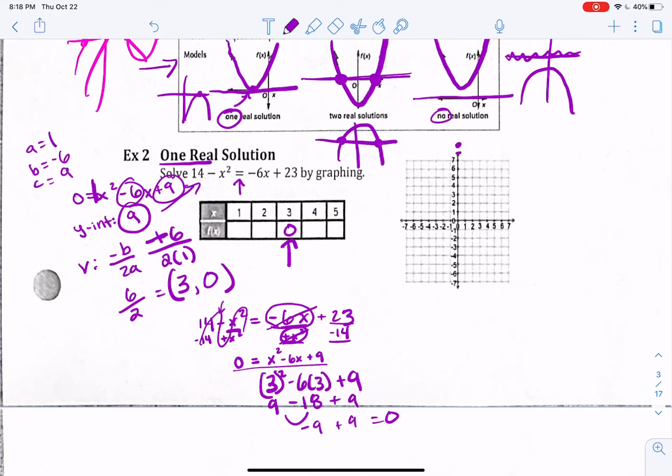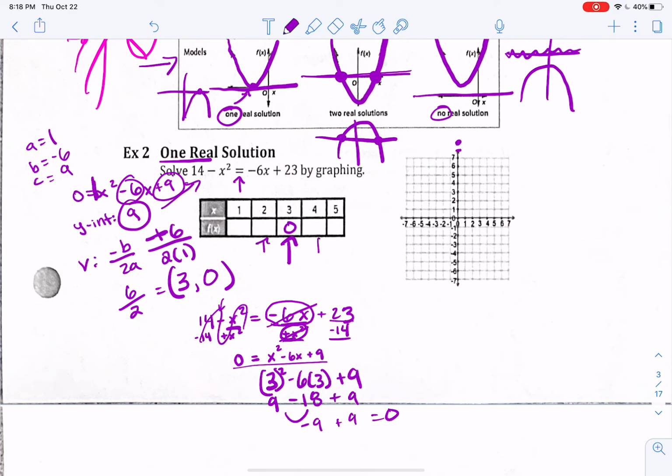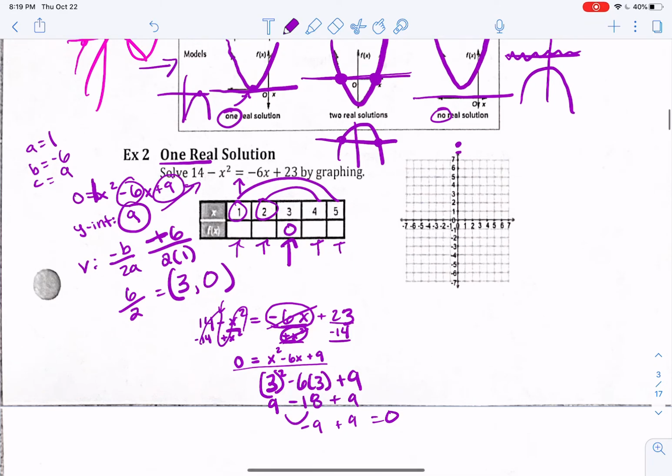Okay, now, the beautiful thing about this is, if I know that this is a true parabola, the points that are equal distance on either side are going to be the same. So 1 will have the same y-coordinate as 5, 2 will have the same y-coordinate as 4. So I don't have to work as hard. Let's plug in 1 and 2, and then I can figure out what 4 and 5 are from there. So if I plug 1 in, 1 squared minus 6 times 1 plus 9. 1 squared is 1. Negative 6 times 1 is minus 6 plus 9. 1 minus 6 is negative 5 plus 9, which is 4.